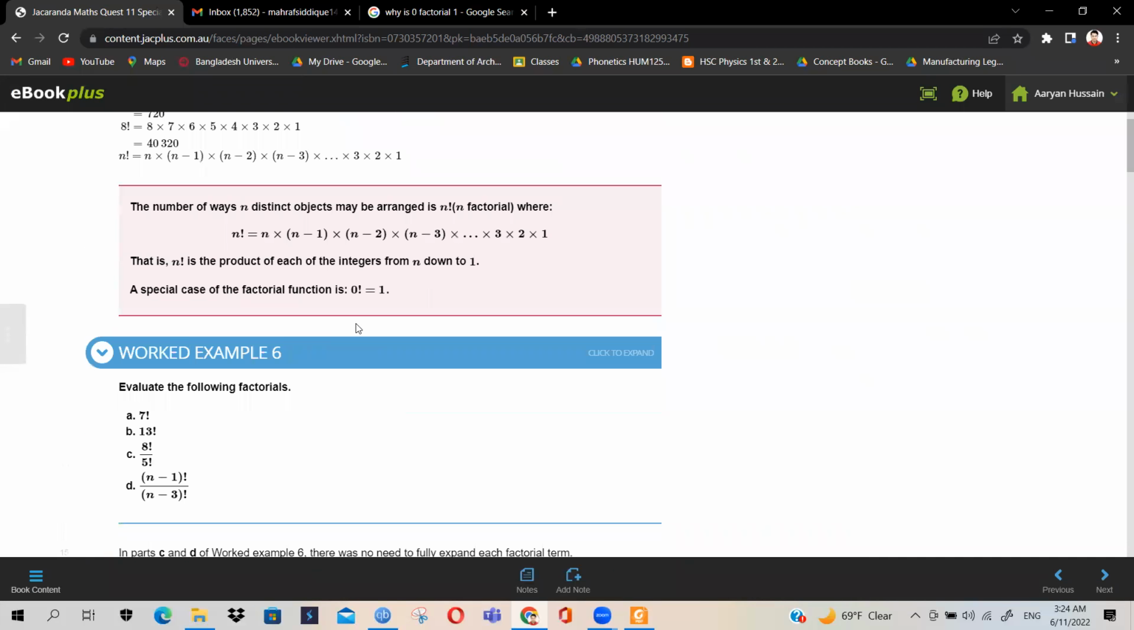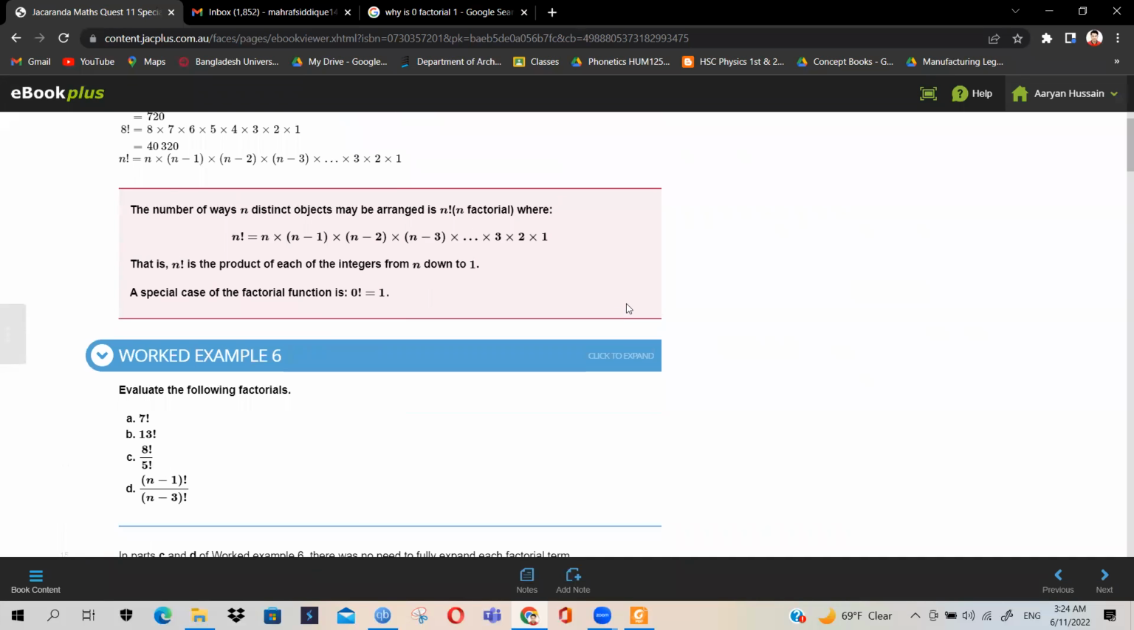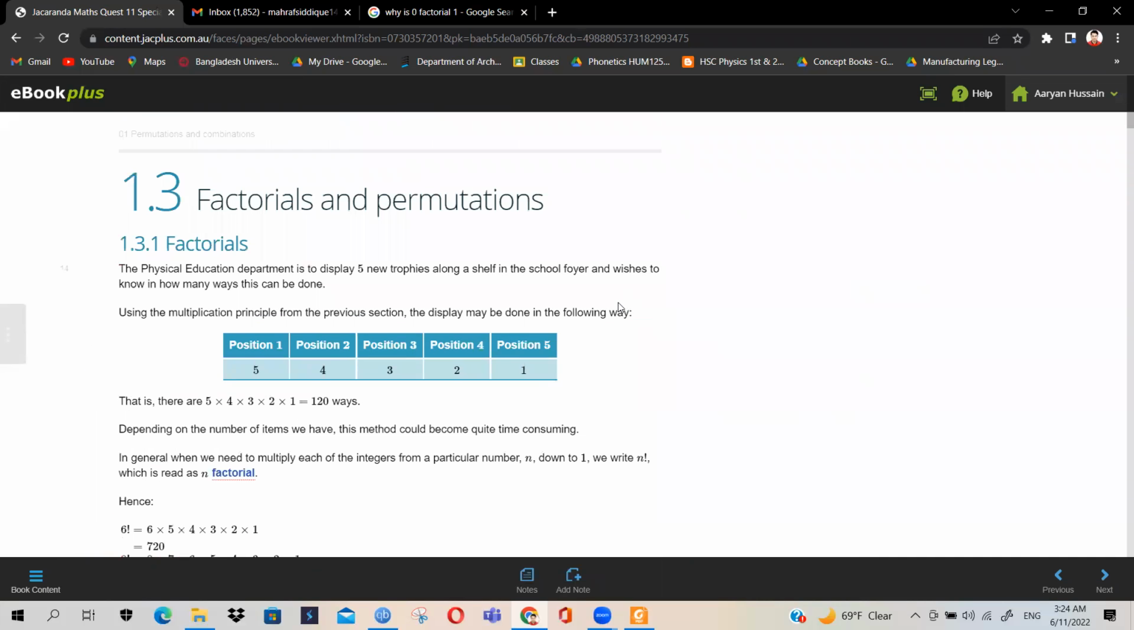In case of permutations or combinations, as we have very short time, let's say what is permutation and what is combination. So for instance, say you are here in Sydney.